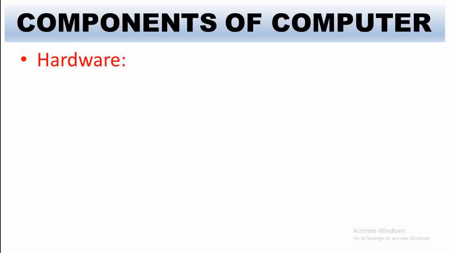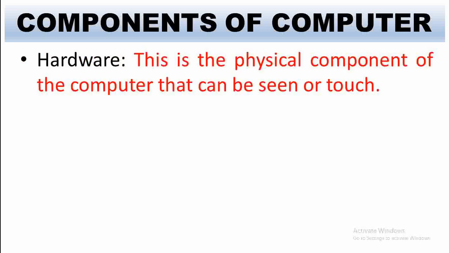So let's start with the hardware. What is hardware? This is the physical component of the computer system that can be seen or touched. All those parts, all those things that we are looking at that make us realize, okay, this is a computer, that's what we call the hardware, because we are able to identify them because we see them, we can touch them. So all those parts that can be seen and touched are the ones we call the hardware.